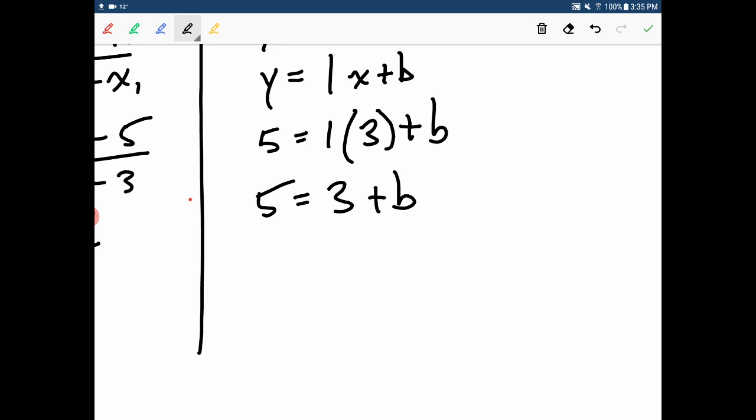So we get 5 equals 3 plus b, and this is where I really want to emphasize, don't be afraid to use your brain and skip this next step, okay? I'm going to move the 3 over and say that 5 minus 3 equals b, but you could just look at that and say, well, 5 is equal to 3 plus what? And so obviously the answer is 2. All right, so now we have b.